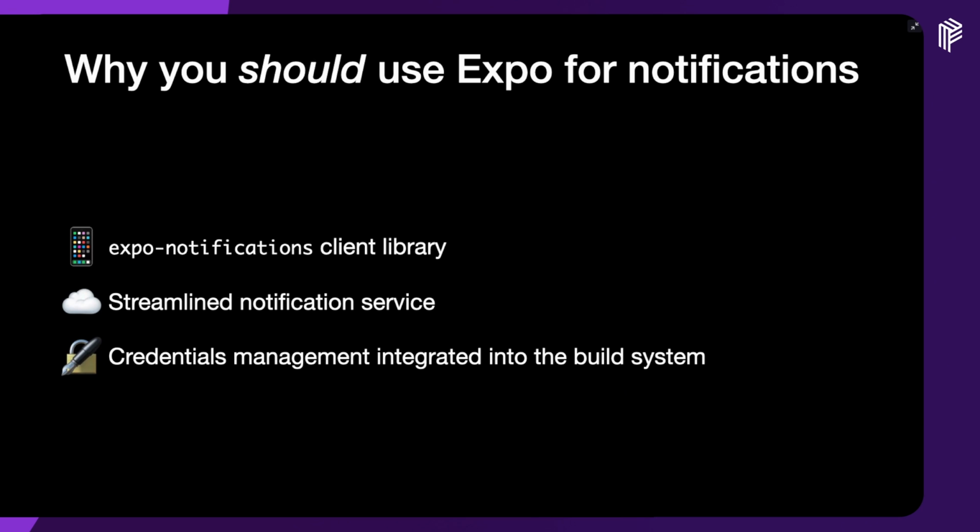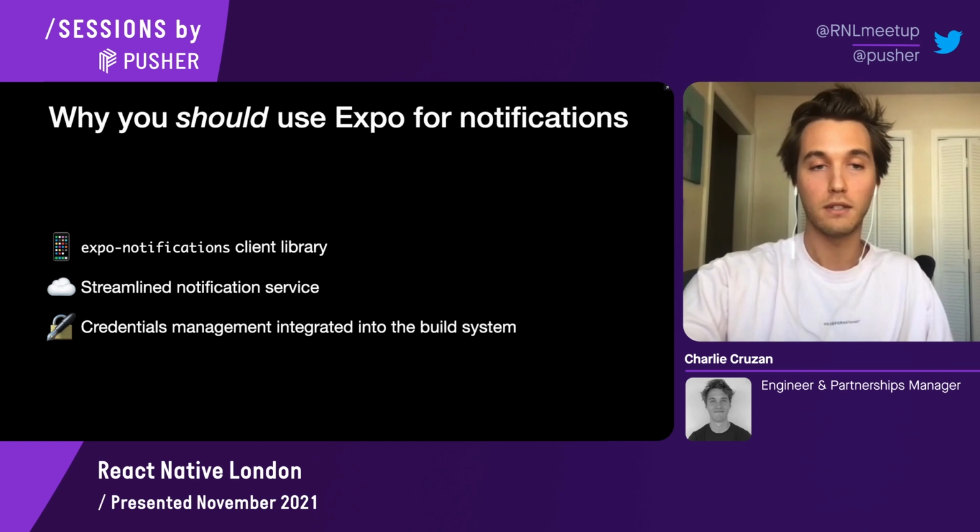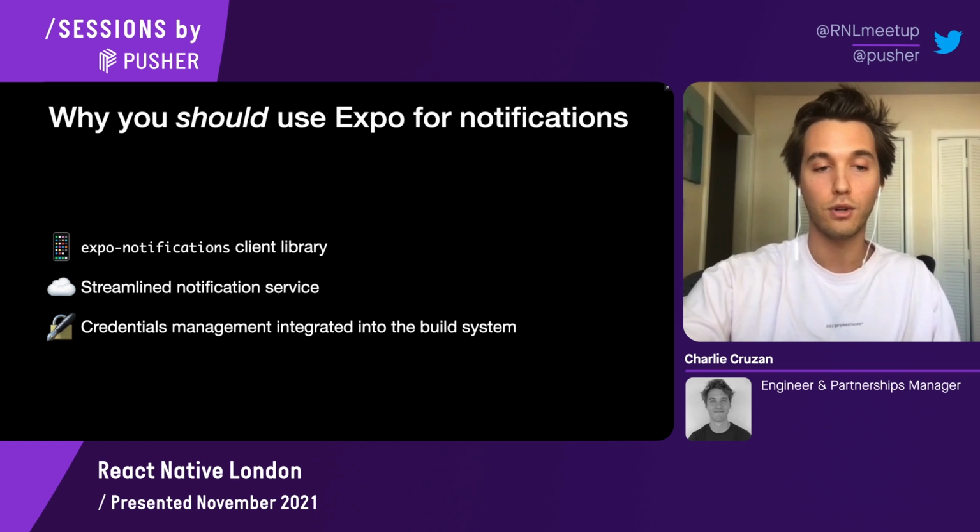Cool. So we've gone through basically everything that's necessary when it comes to push notifications in a React Native app and in an Expo app. And just to summarize my quick pitch for why you should use Expo, Expo basically gives you 3 really useful features. The Expo notifications client library for all your in-app notification code, like getting the push token, setting categories, triggering local notifications, and that kind of stuff. A streamlined notification service, which means very little server setup for you to do. And finally, credentials management integrated right into the build system, because no one likes to think about credentials and permissions.